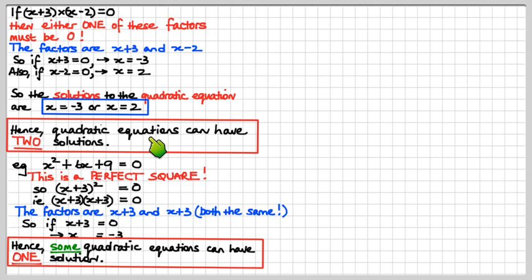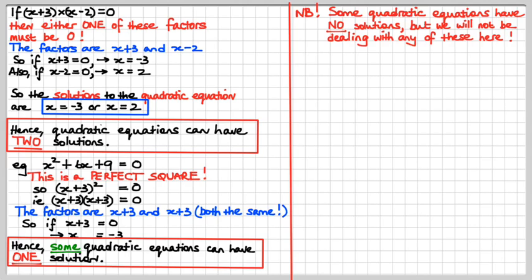Yes, I know, truth is stranger than fiction sometimes. So some have 2, some have 1, if they're perfect squares they do, and another little NB up here. Shock horror, guys. Some quadratic equations actually have no solutions at all. I know, isn't that weird? Weird as. But nevertheless, it's true.